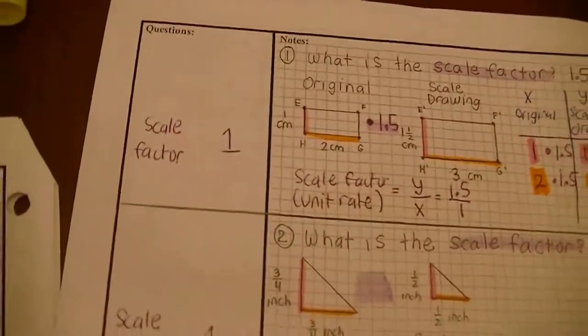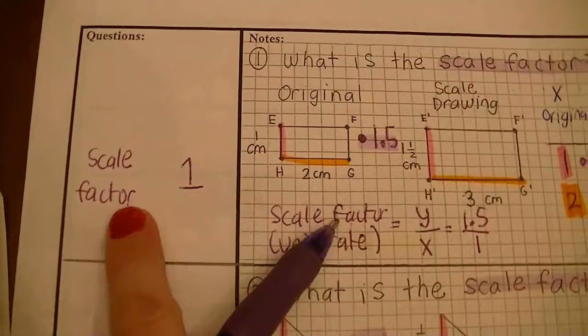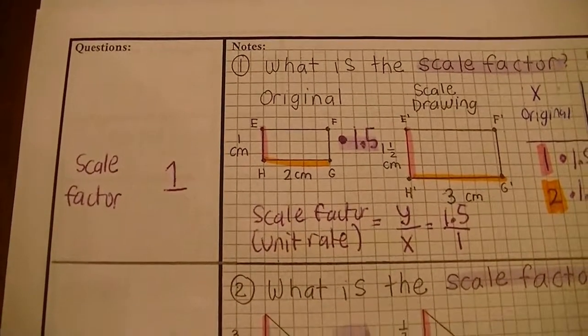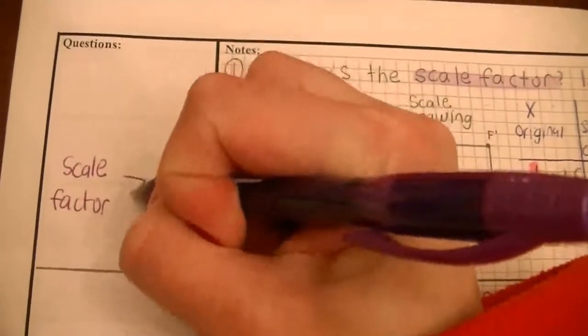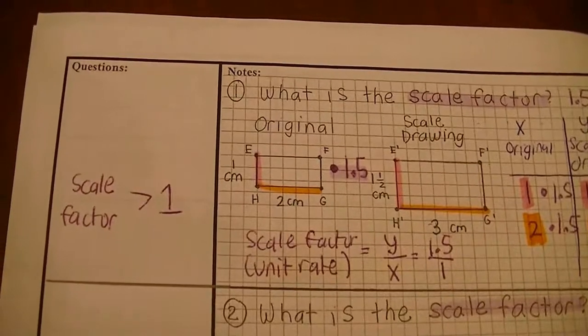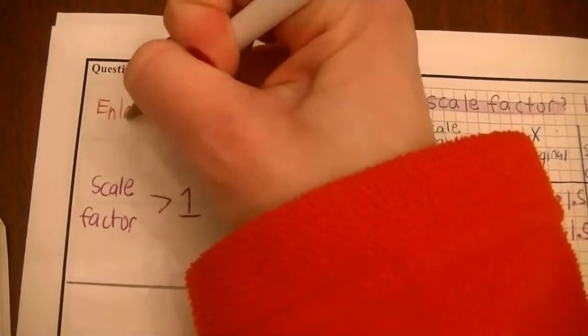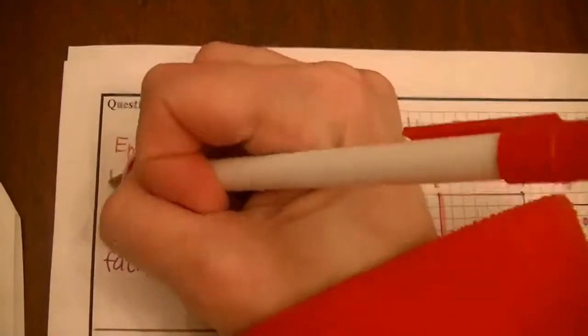Okay. So I want you to take a look right now at this comparison. The scale factor, is it greater than 1, less than 1, or equal to 1? Well, the scale factor is greater than 1. And what happens when the scale factor is greater than 1? You have an enlargement. And another word for enlargement is magnification.